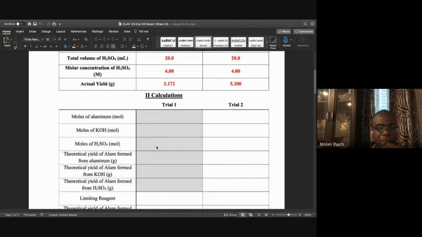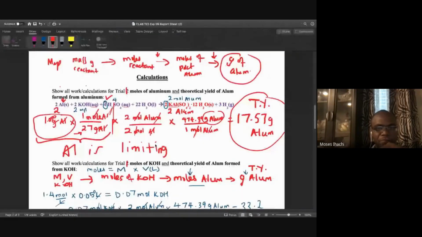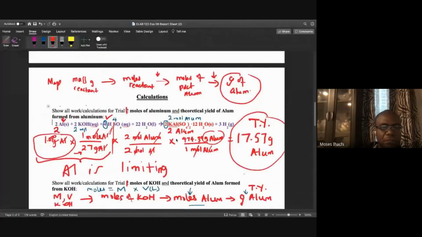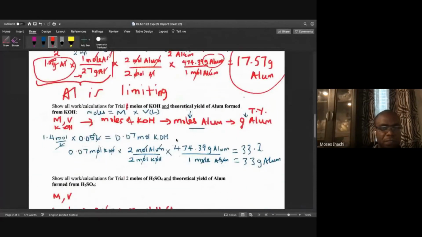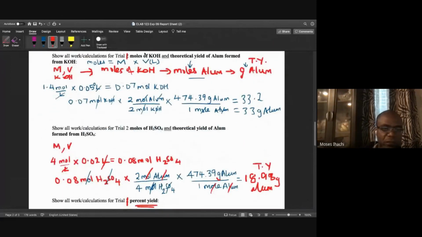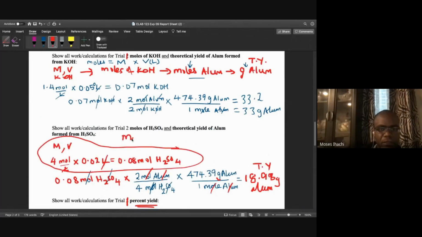And then to find the moles of sulfuric acid, I showed you how to find the moles of sulfuric acid. Where is it? It's right here. Remember, moles equals molarity times volume. Volume must be in liters. So that's how I found it.